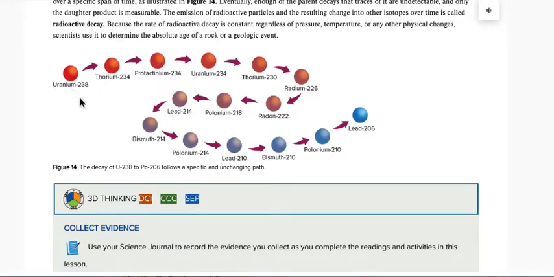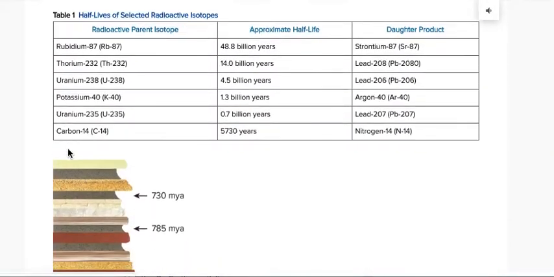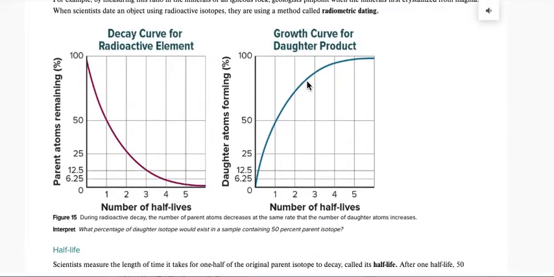So in this example, I'll show you uranium 238 actually has an extremely long half-life. We'll talk about that right here. Uranium 238, which we started with here, has a half-life of 4.5 billion years. And because it has such a long half-life, it basically is used to measure things that are very, very old because of how long it takes to decay.